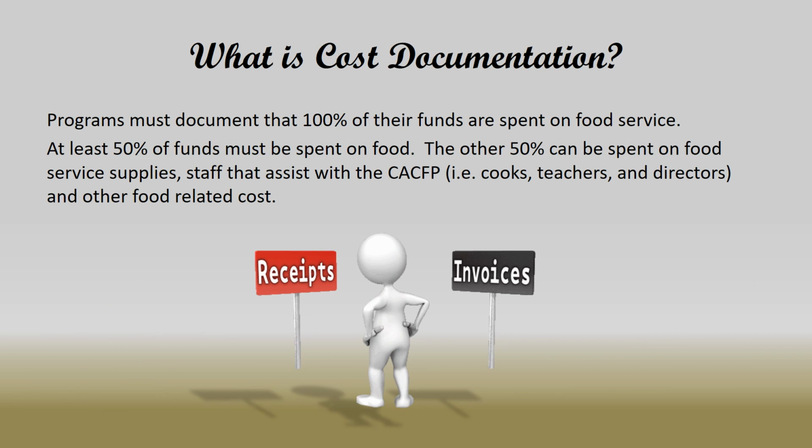Programs must document that 100% of their funds are spent on food service. At least 50% of funds must be spent on food. The other 50% can be spent on food service supplies, staff that assists with the CACFP, that would include your cooks, teachers, and directors, and other food-related costs.